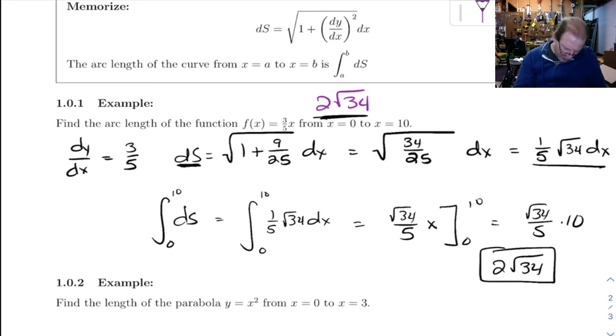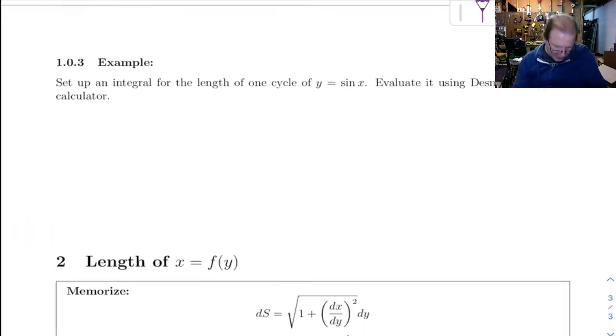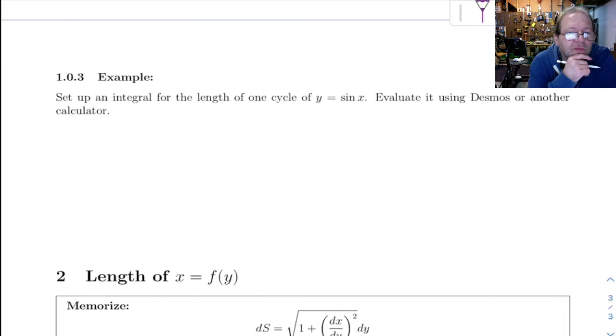Tell you what I want to do. Let's skip this example 102 and let's do 103 next, because it's a nicer example. It says set up an integral for the length of one cycle of y equals sine x. Evaluate it using Desmos or another calculator. The reason I'm saying to evaluate it with Desmos is because some of the integrals that we get from these arc length problems are particularly nasty to actually do. So we can set this up easily though.